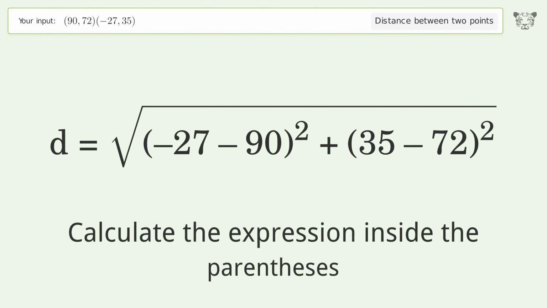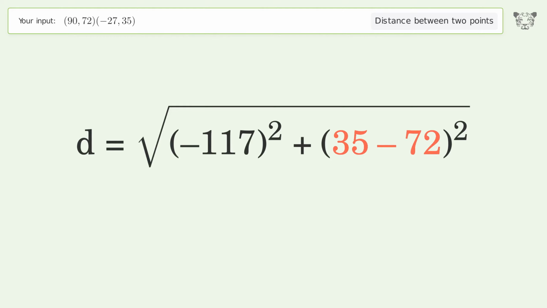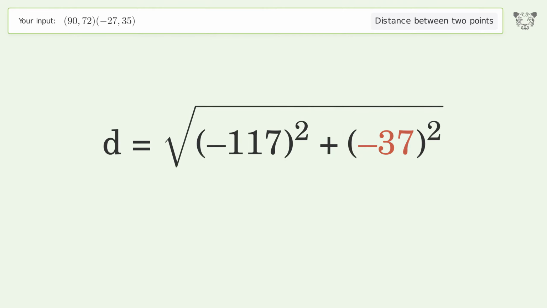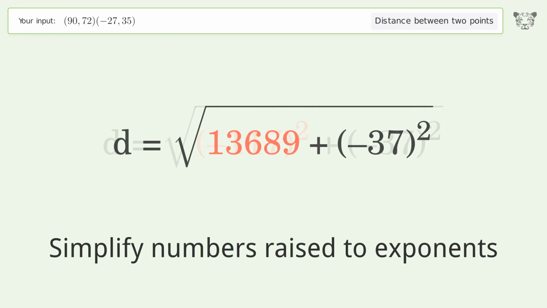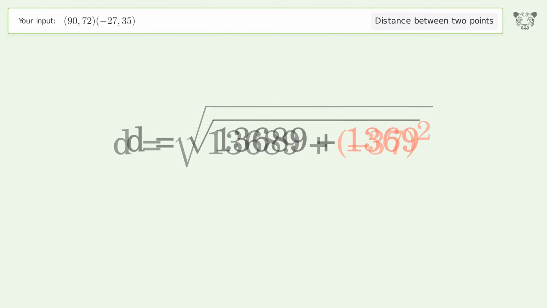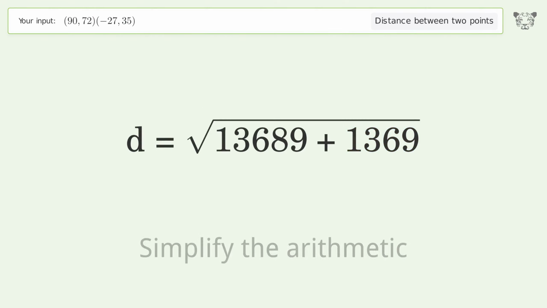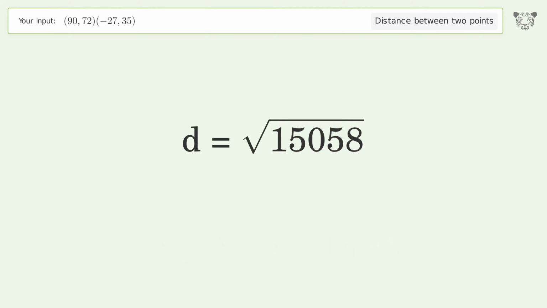Calculate the expression inside the parentheses. Simplify numbers raised to exponents. Simplify the arithmetic. And so the distance between the 2 points is the square root of 15,058, or 122.711.